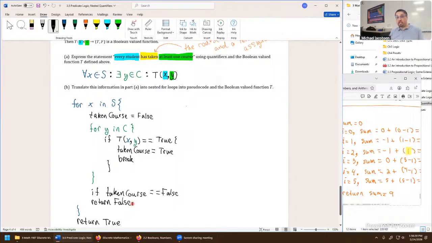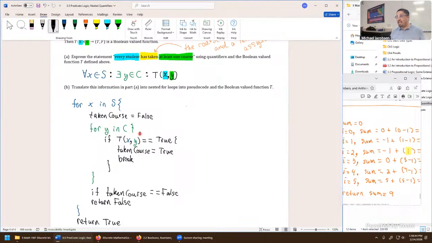If we never get here, then we'll return true to say, yes, in fact, every single possible student X has taken at least some course, at least one. Student X has taken course Y. We've flipped this to true somewhere. The predicate was involved here, but let's still pause on this one and think through it.